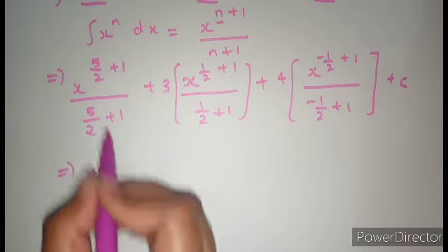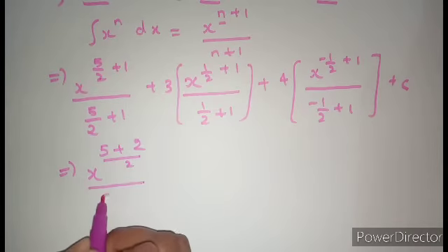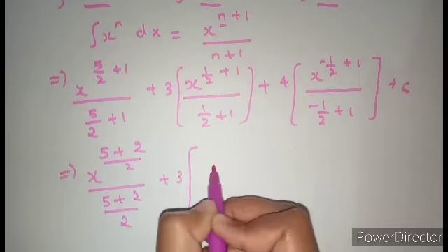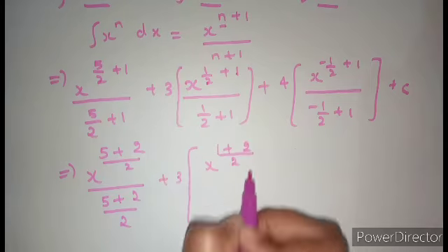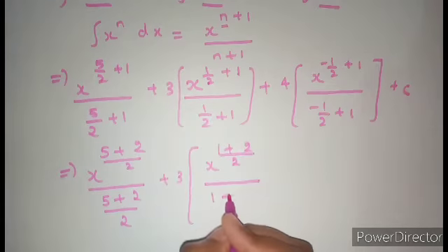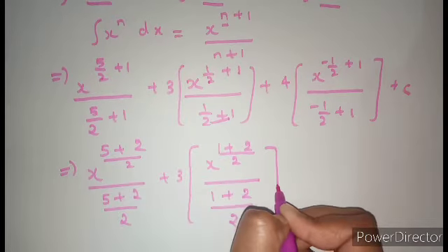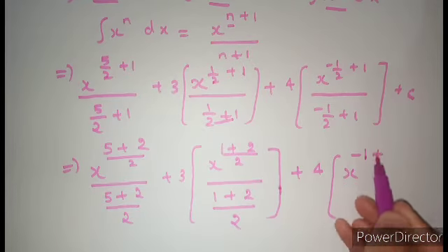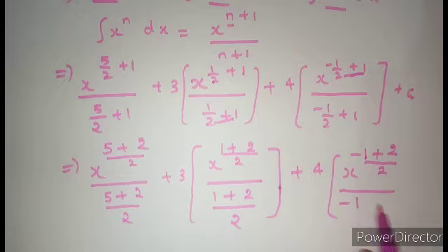Implies 5 plus 2 1s are 2 divided by 2, upon 5 plus 2 1s are 2 upon 2, plus 3 x 1 as it is, 2 1s are 2 upon denominator 2 divided by 1 as it is. Multiply this: 2 1s are 2 upon 2, plus 4 x minus 1 plus, multiply this: 2 1s are 2 upon 2 minus 1 as it is, plus 2 1s are 2 upon 2.